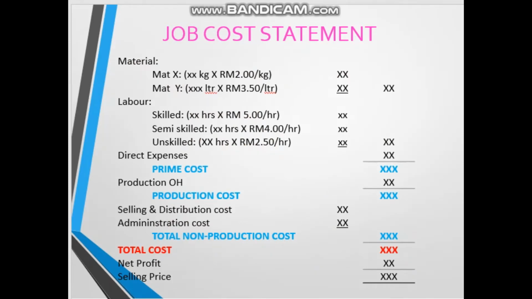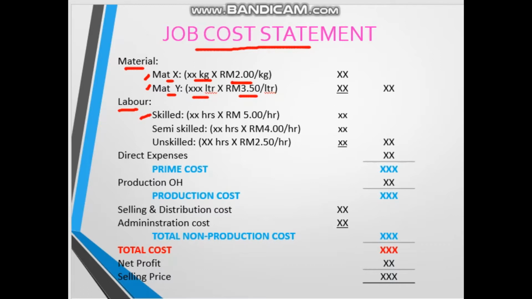Now have a look at the job cost statement. This is the statement that we have to prepare to identify the total cost or the selling price of a job. Number one, we should have the materials. In this situation, we have material X and material Y. For example, if you would like to produce something, we need flour and eggs. So material X and Y depend on what we need, for example, how many kilograms at how many ringgit per kilogram, and 1 liter times 3 ringgit 50 cents per liter.